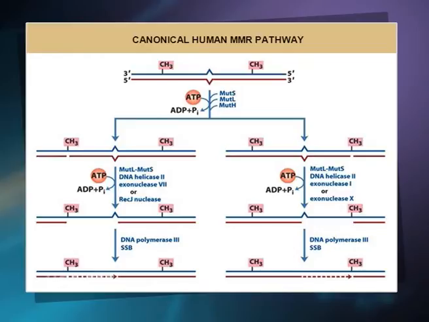The extensive gap left by EXO1 is then resynthesized by DNA polymerase delta, which is accompanied by at least two other proteins, PCNA and replication protein A (RPA). Lastly, mismatch repair is completed by DNA ligase 1 sealing of the remaining nick.